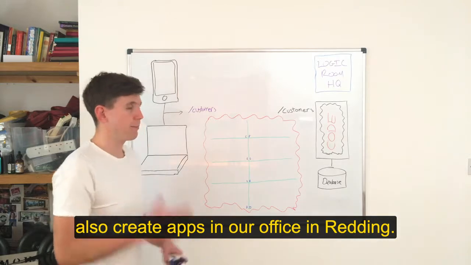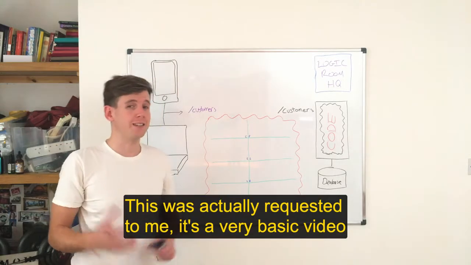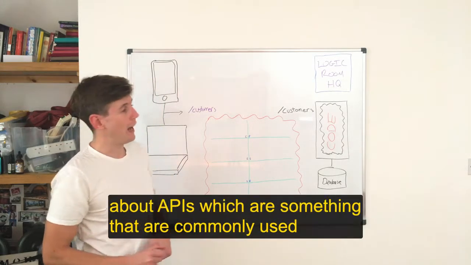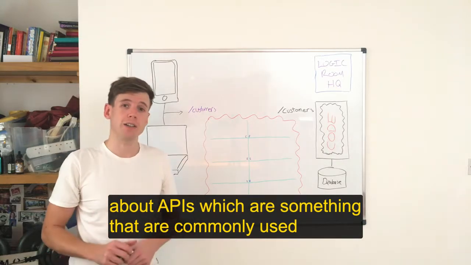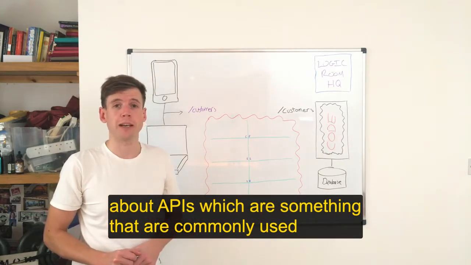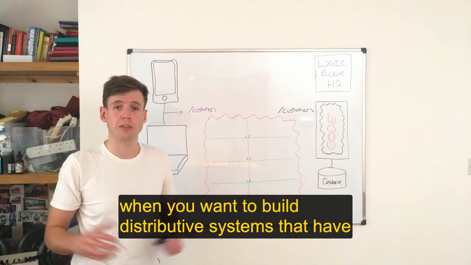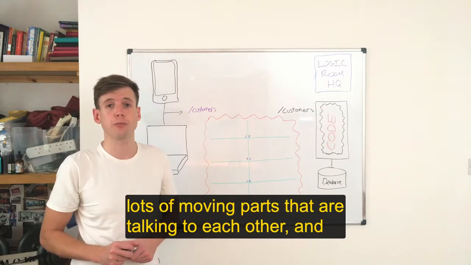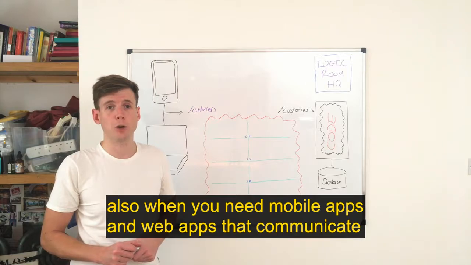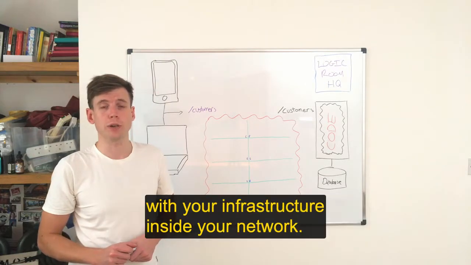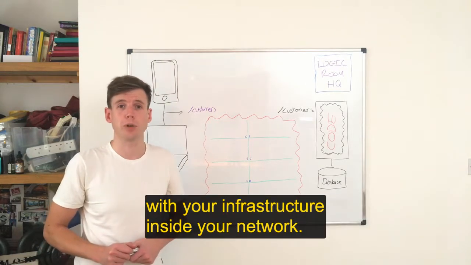So this was actually requested of me. It's a very basic video about APIs, which are commonly used when you want to build distributed systems that have lots of moving parts talking to each other, and also when you need mobile apps and web apps to communicate with your infrastructure inside your network.